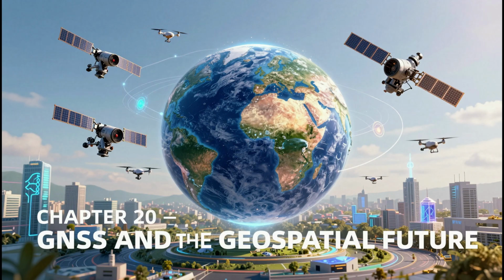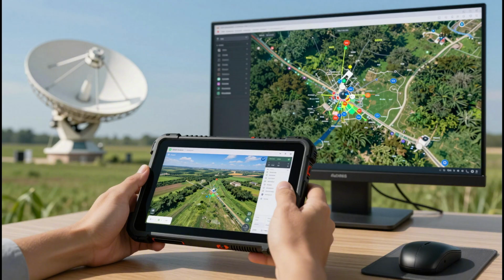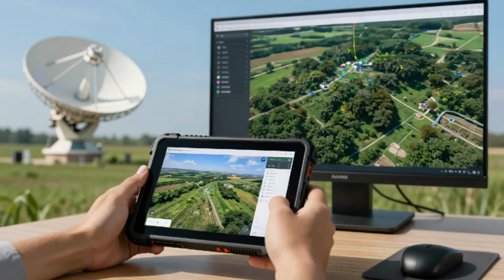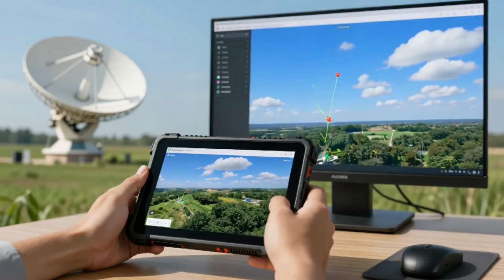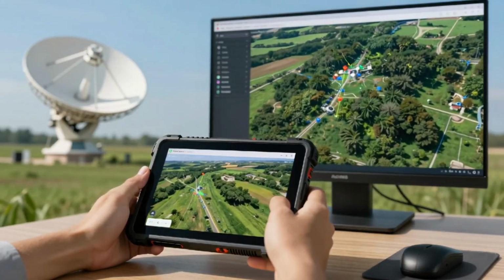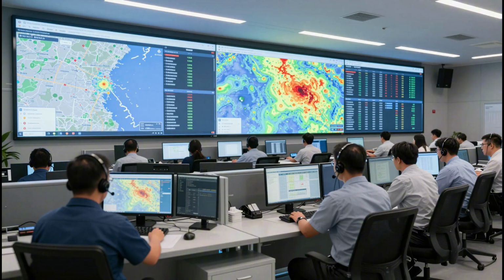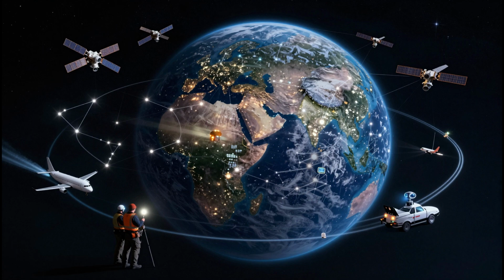Chapter 20. GNSS and the Geospatial Future. As geospatial technologies continue to evolve, GNSS will remain a cornerstone of modern positioning, combined with GIS, remote sensing, drone mapping, artificial intelligence, cloud computing, digital twins. GNSS will help drive the next generation of geospatial innovation. The ability to determine precise location anywhere on Earth is transforming industries and reshaping how humanity interacts with space and place.